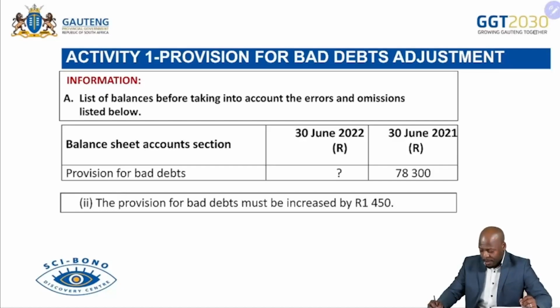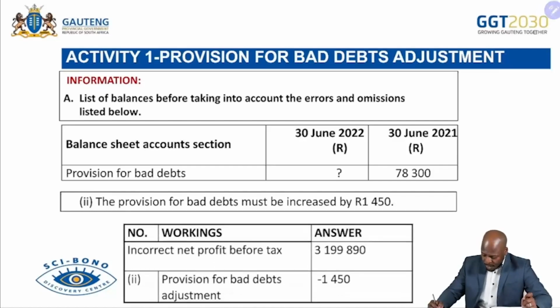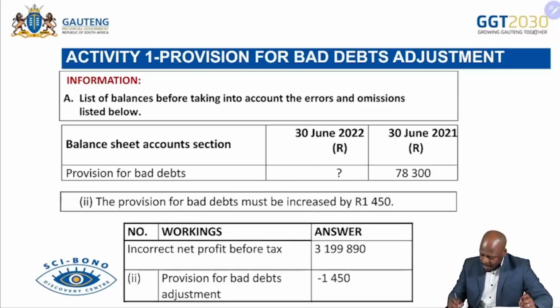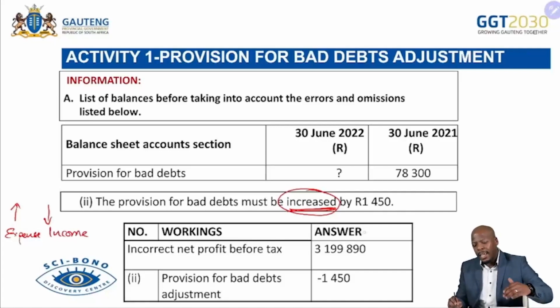So I'm going to start off first with my correct net profit. Remember, once provision for bad debts is increasing, an increase in provision for bad debts is an expense. An increase in provision for bad debts is an expense. And the opposite, therefore, becomes true, that a decrease in provision for bad debts is income. All right. So here I'm told that I must increase. So the moment I increase and they give me the by.